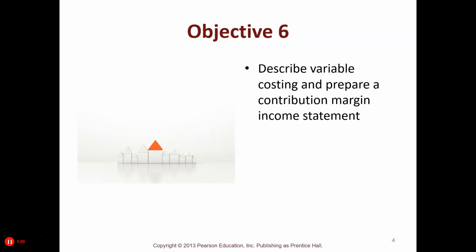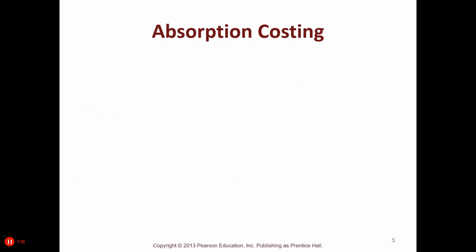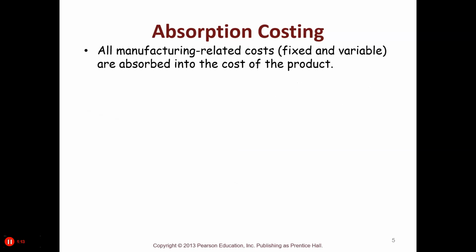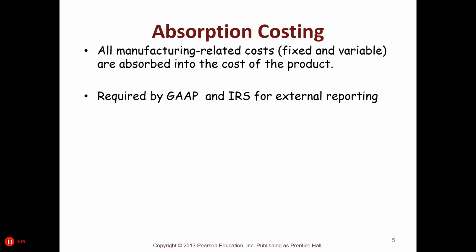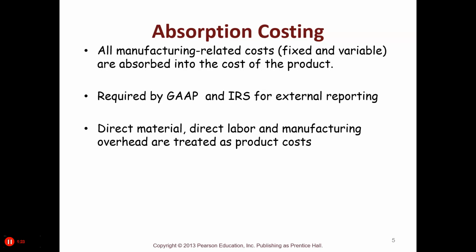So now we're going to look at variable costing and contribution margin, but first we're going to look at absorption costing, which is what we've been looking at so far when we did financial accounting. All manufacturing related costs, fixed and variable, are absorbed into the cost of the product. This is required by GAAP and the IRS for external reporting. Direct material, direct labor, and manufacturing overhead are treated as product costs.